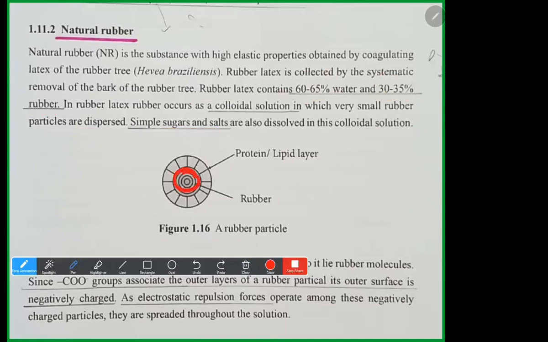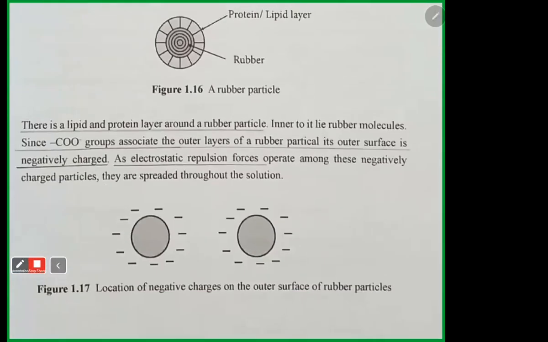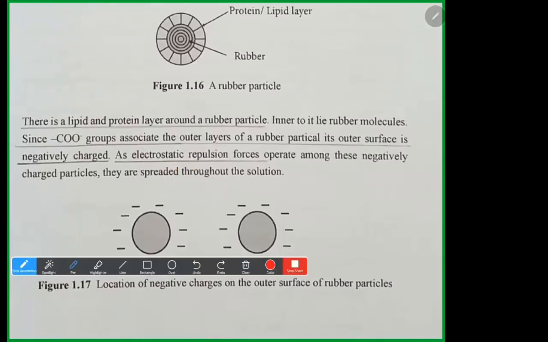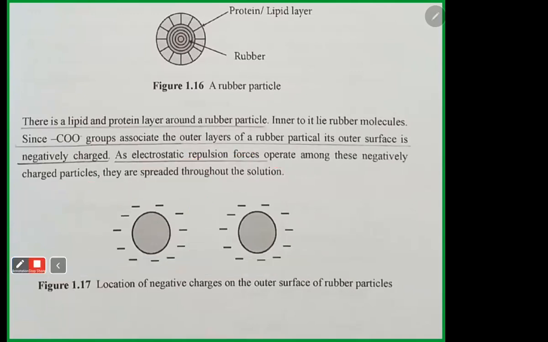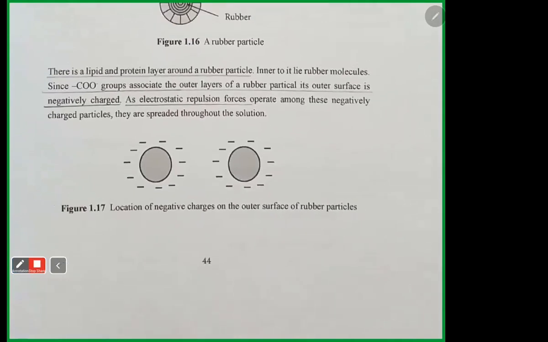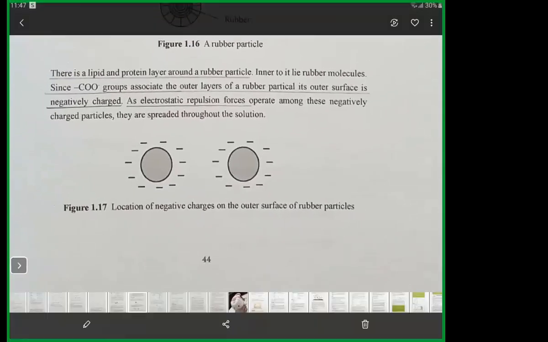In the middle, you have the rubber. And around that you have a protein and lipid layer. There is this lipid and protein layer around the rubber particle. Inner to it lie the rubber molecules. Since COO groups associate with the outer layers of the rubber particle, its outer surface is negatively charged. And as electrostatic repulsion forces operate among these negatively charged particles, they are spread through the solution like a colloidal suspension, with no coagulation.